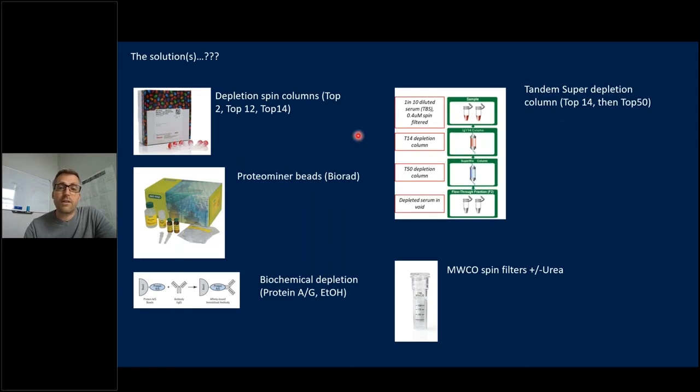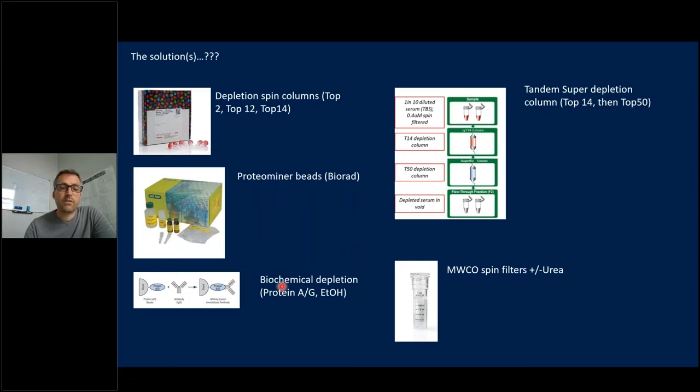Unfortunately, all of these are really quite expensive. These are antibody-based columns, and a set of these 2 columns that you can purchase commercially sets you back about £20,000, and that is then sufficient to analyze 100, maybe 200 samples.